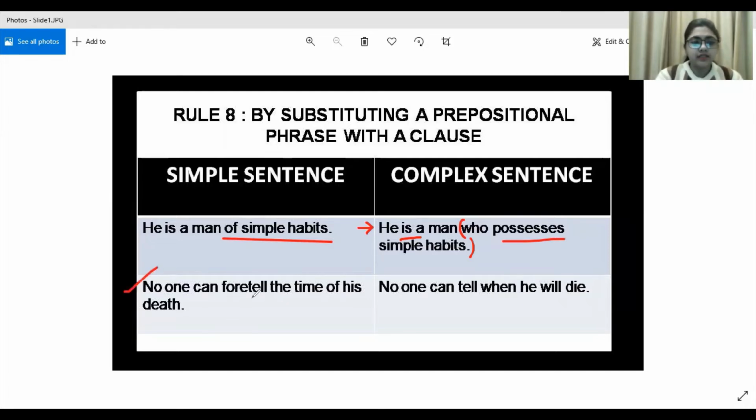Another example says, no one can foretell the time of his death. No one can tell when he will die. So "when he will die" is a subordinate clause, and "no one can tell" is your main clause. So since this sentence has a main clause and a subordinate clause, therefore it is a complex sentence.